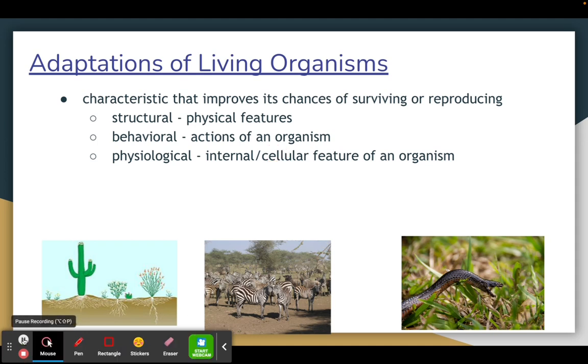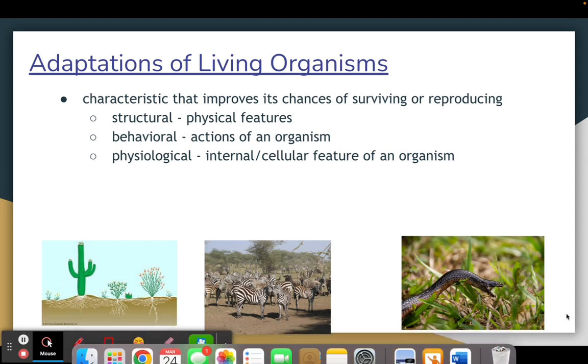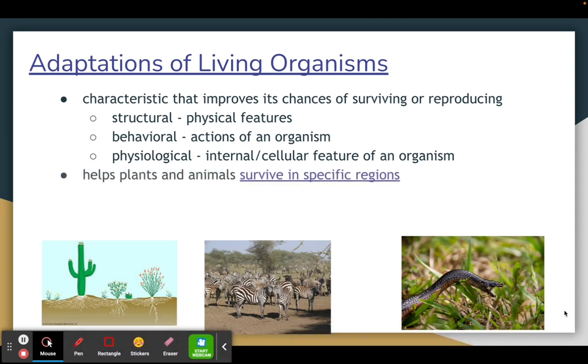So, what you will need to be able to determine is, if you are given a specific feature or characteristic of an organism, whether it's a structural, behavioral, or physiological adaptation. Now, obviously, these adaptations help plants and animals survive in their specific regions. There's a reason why cactus don't grow in the temperate deciduous rainforest, because of their adaptations. And these types of characteristics help them survive in the conditions that they currently are living in.